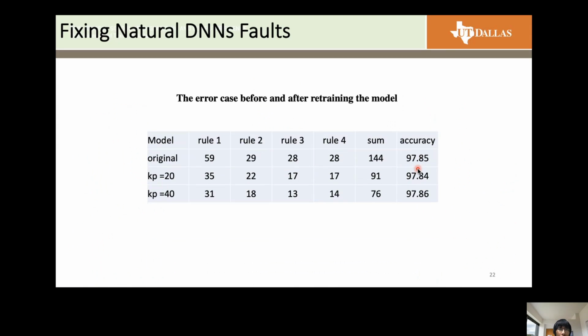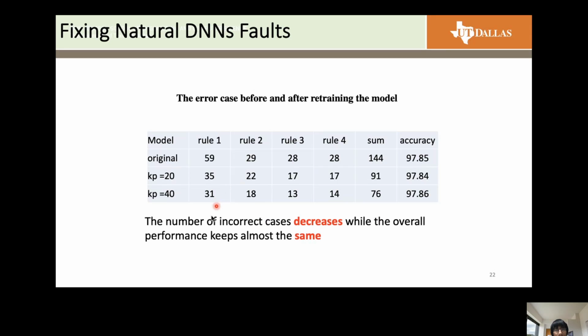The results are shown in this table. We randomly chose 4 rules for evaluation, and we set the K to 20 and 14 for evaluation. K is the number of augmentation data points. The experiment results show after debugging, the incorrect cases decrease while the overall performance stays almost the same.